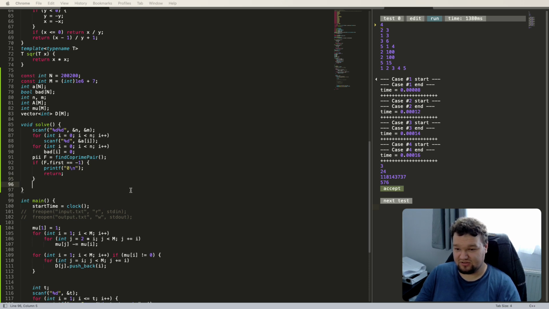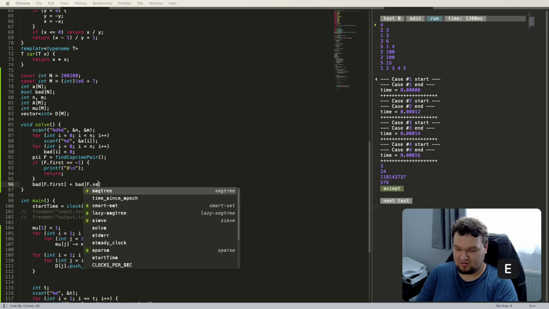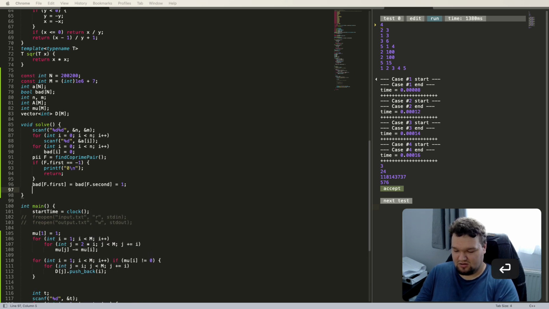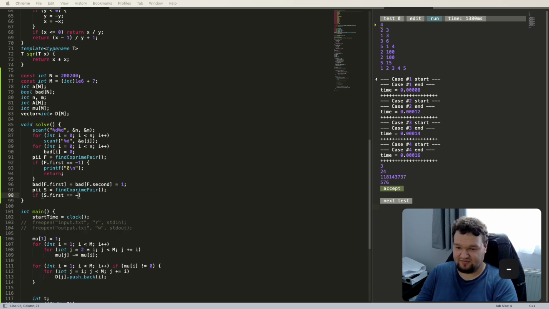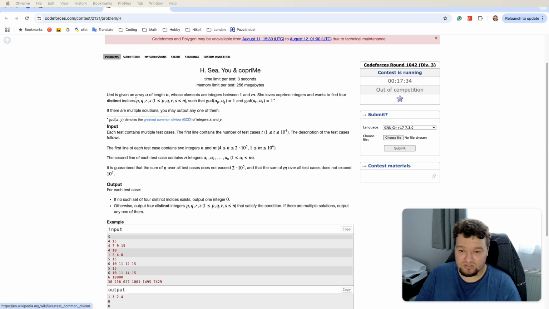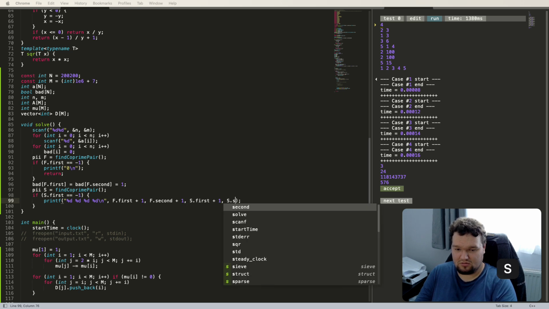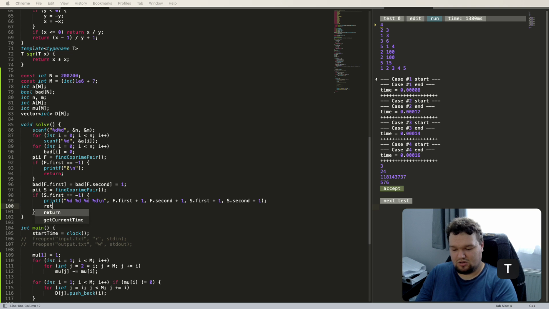Okay, now let's say I found a pair, then I will mark them as bad. Try to find another prime pair. If I did, then I'm good. I can just print those 4 integers. And that's it.